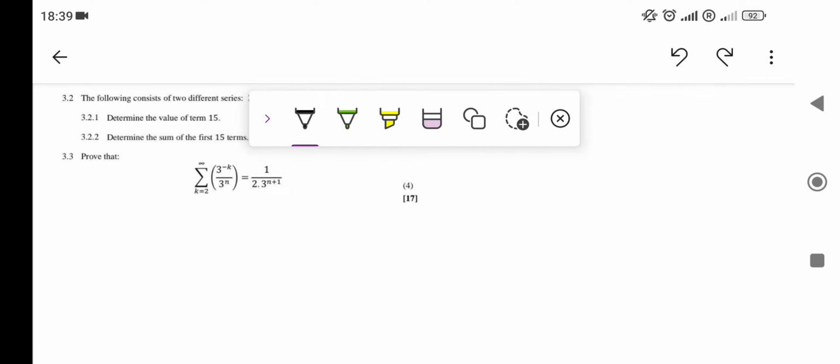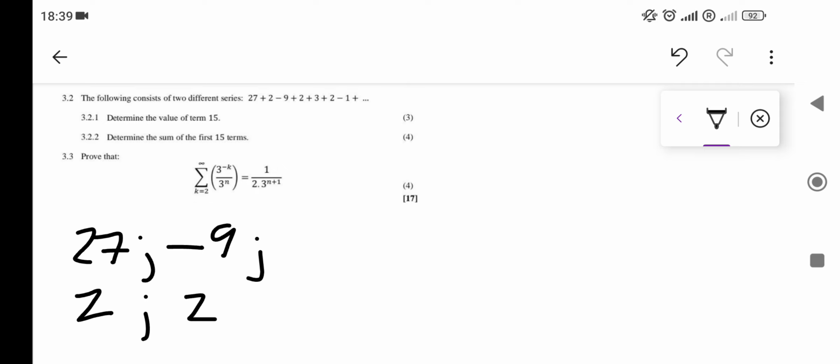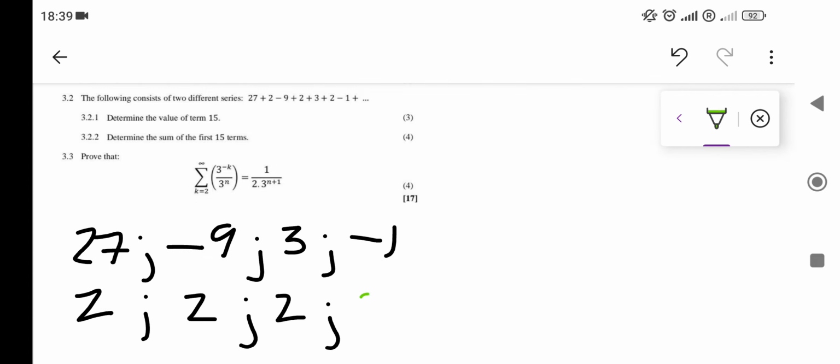If we look at the first term, our first term is 27. The second term is 2. Right, the next term is minus 9, and then we get another 2. Then the next term that you have is positive 3, and your next one is a 2. The next term that you have is a minus 1, and as you can guess, let's put this in a different color because it's not given. The next value is going to be a 2.